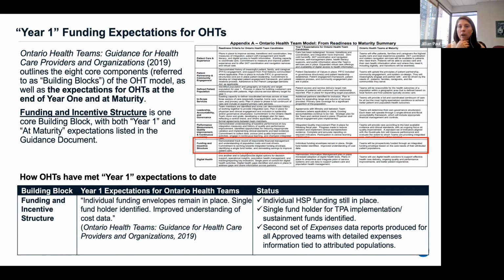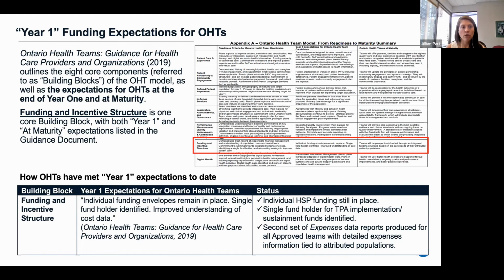And what we also know is that Ontario Health Teams have been given information about their populations, and expenses data reports have been produced for all approved teams.